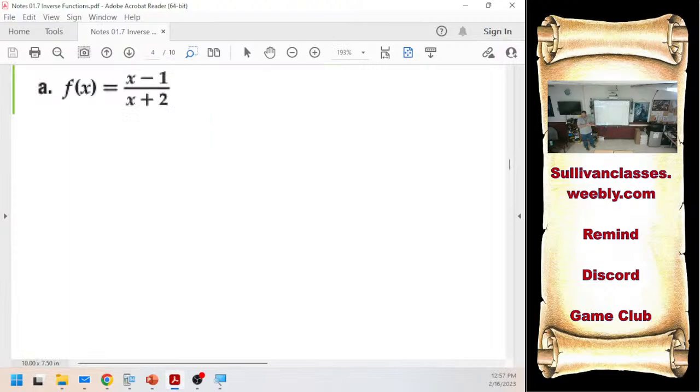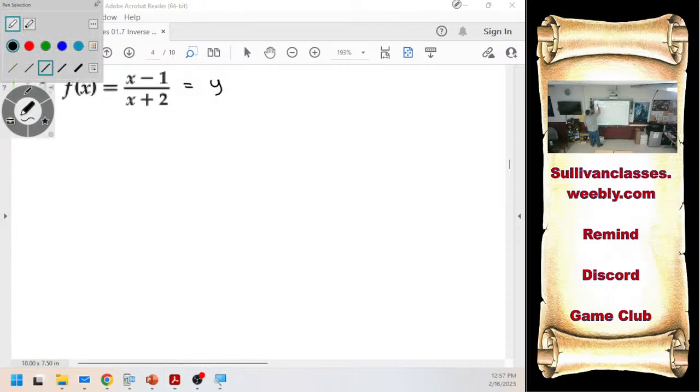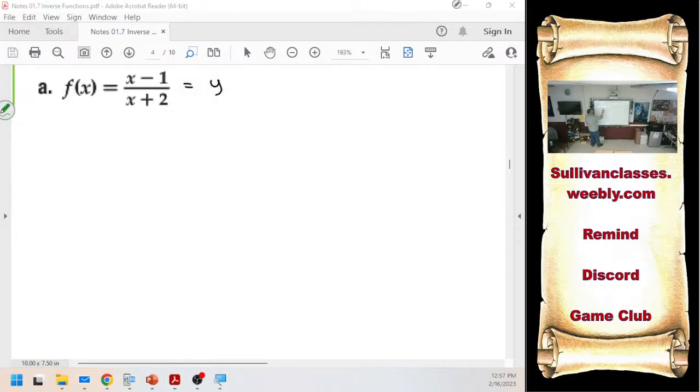This guy, this is where we ran into problems. The function of x gets me the rule with x, gets me y. I'm going to swap x's and y's. I want to see if you can get y by itself. When you see the trick, hopefully all of algebra 1 or 2 should come flooding back to you. But I want to see if you can get there now.